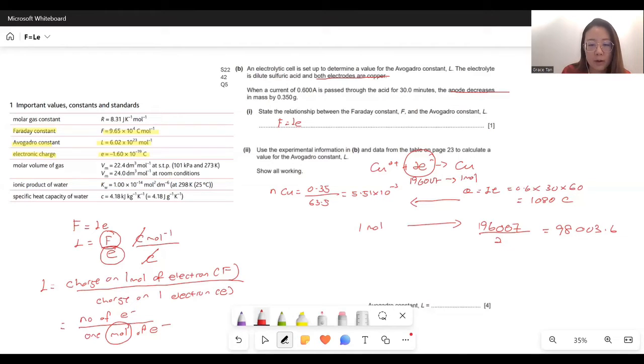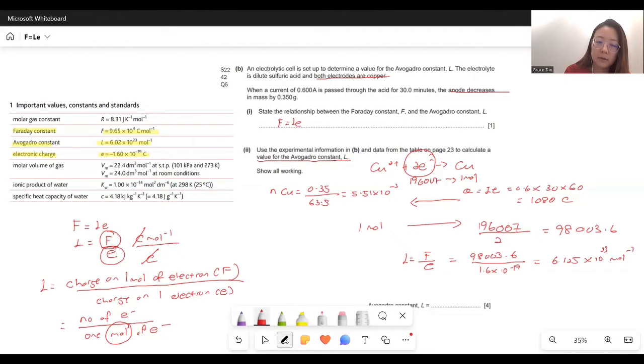Now L equals F divided by E. You are supposed to prove the value for the Avogadro constant. So L equals F, which is your experimental F, the charge on 1 mole of electrons, 98003, divided by the charge on 1 electron, 1.6 times 10 to the power negative 19. If you use the calculator, you should get 6.125 times 10 to the power 23 mol^-1.